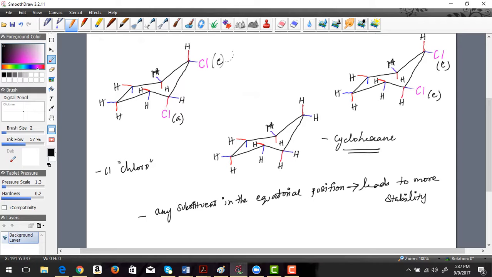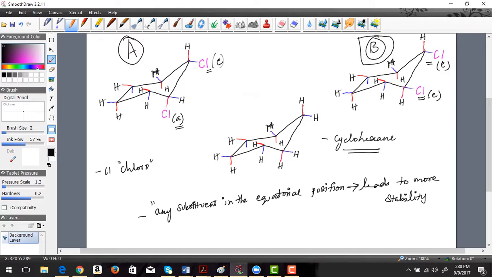Now in this case, before you worry about numbering, let's decide which of these two. Let's call this A, let's call this B. Is A more stable or B more stable? Which one do you think? Read the rule. Any substituent in the equatorial position leads to more stability. Well, we do have one chlorine in the equatorial position here, but the other one is in the axial, right? Here, both are equatorial. So this right here, folks, is more stable, right? It's di-equatorial, whereas this is equatorial axial, right?